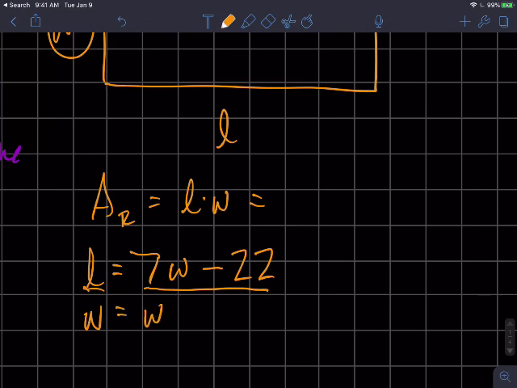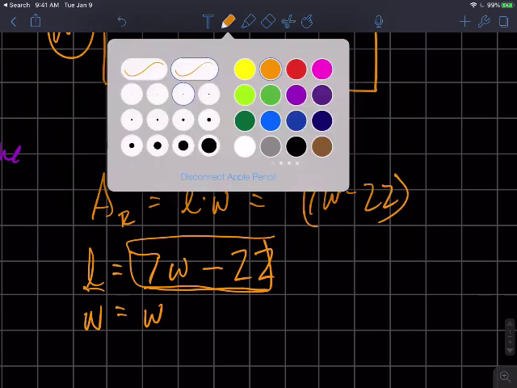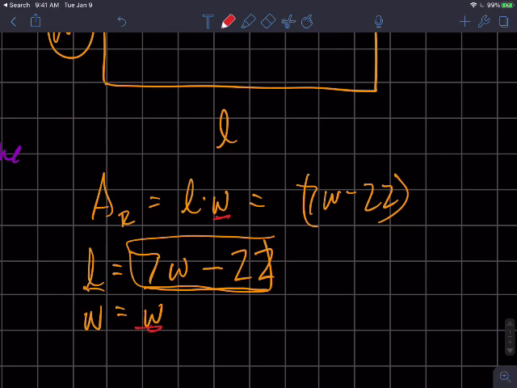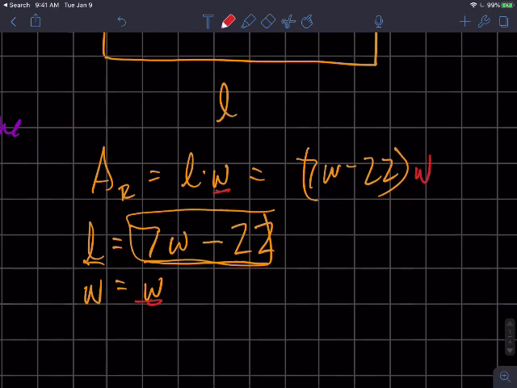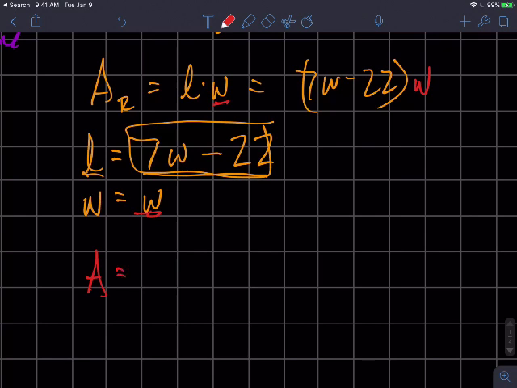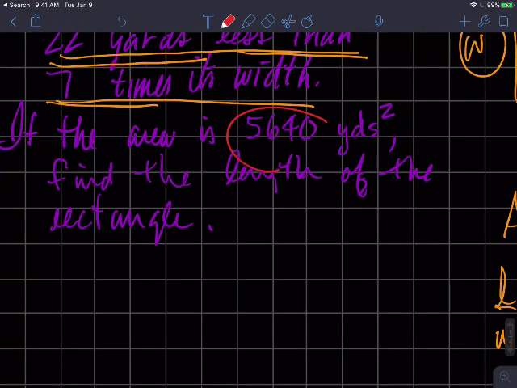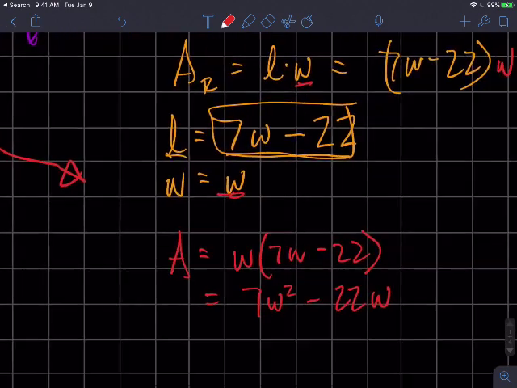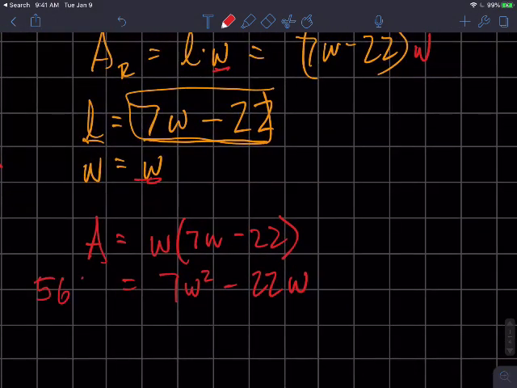So now if I go back to calculate this area, I'm going to substitute this in for length. So I get 7w minus 22, and that's going to be multiplied times this width, just w. So once I start doing the mathematics, I get the area is equal to w times 7w minus 22, and that's going to be 7w squared minus 22w. And they told us that the area was 5640.